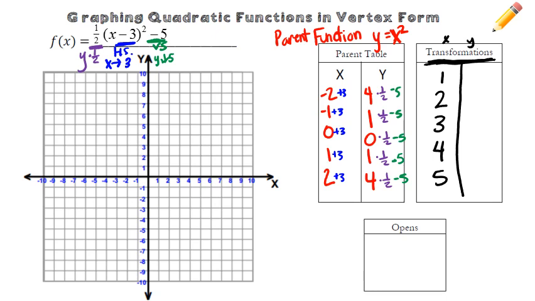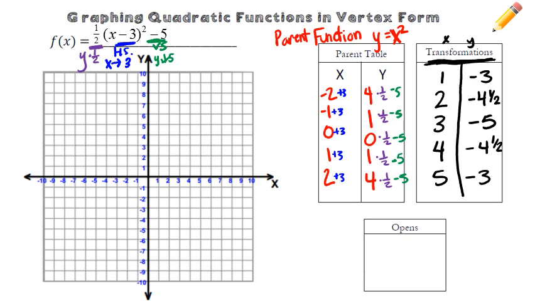4 times 1/2 is 2. 2 minus 5 is -3. 1 times 1/2 is 1/2. 1/2 minus 5 is -4.5. 0 times 1/2 is 0. 0 minus 5 is -5. 1 times 1/2 is 1/2. 1/2 minus 5 is -4.5. 4 times 1/2 is 2. 2 minus 5 gets me to -3.